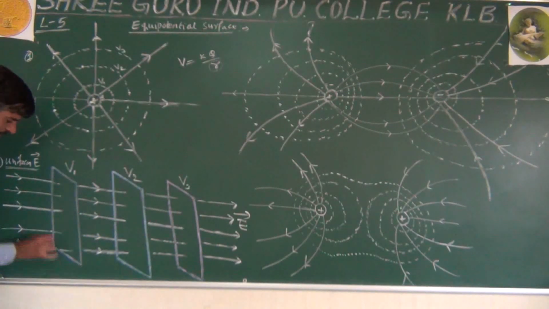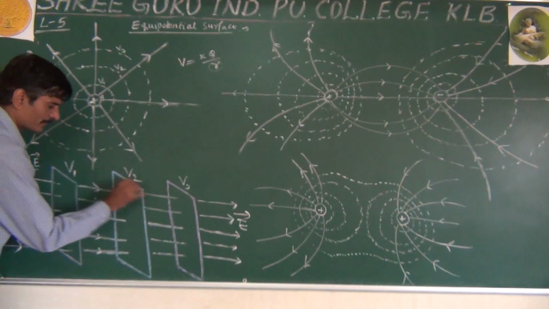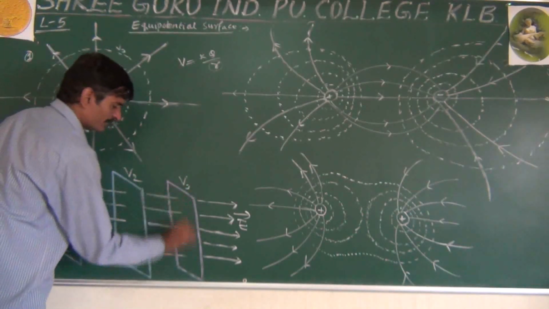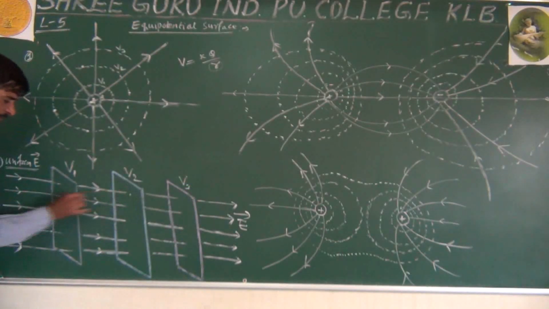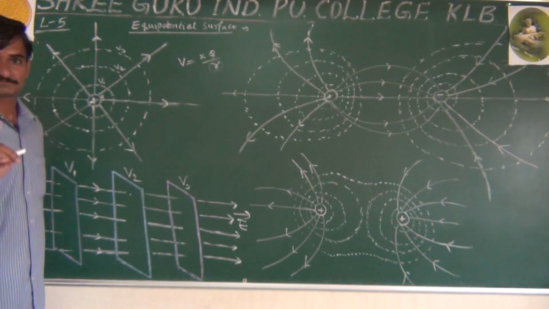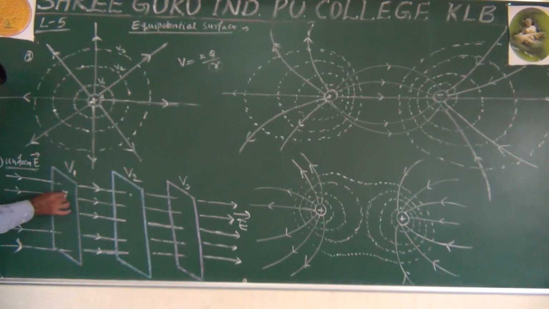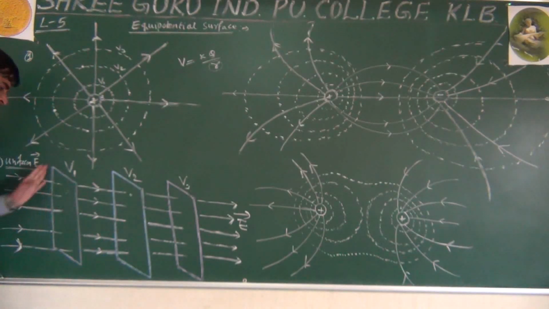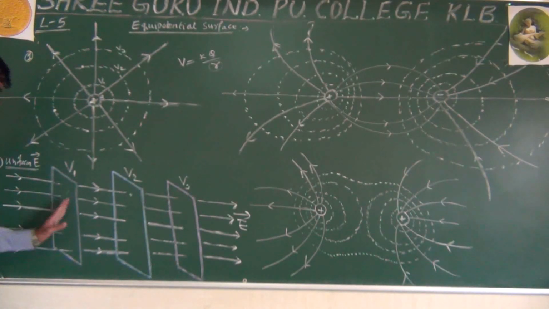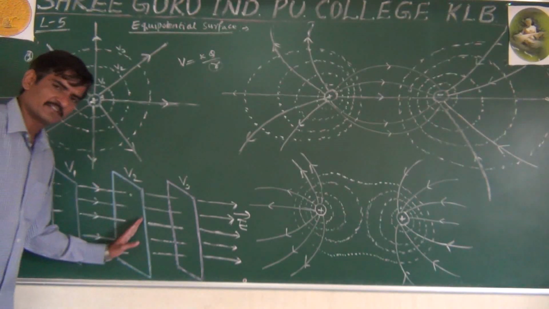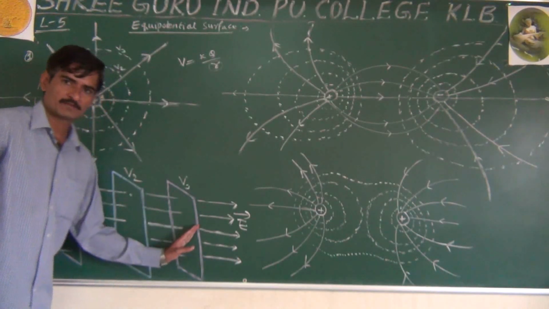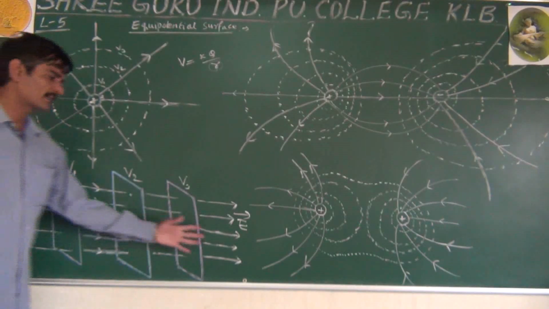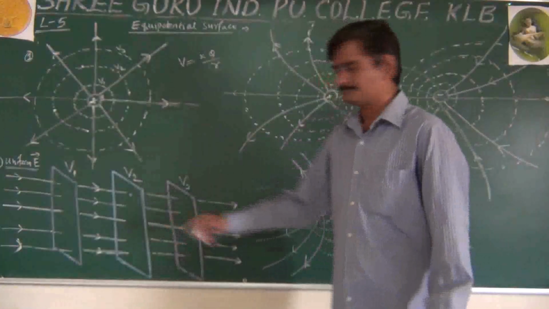At all these points, the potential is the same, V1. At all these points, the potential is the same, V2. At all these points, the potential is the same, V3. But the potential at this point and the potential at this point will be different. But for all the points lying on this plane it will be the same. That's why we call it an equipotential surface. This is a separate equipotential surface, this also, this also. Understood? And this is formed due to a uniform electric field.